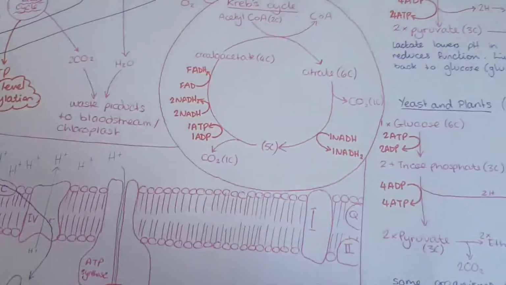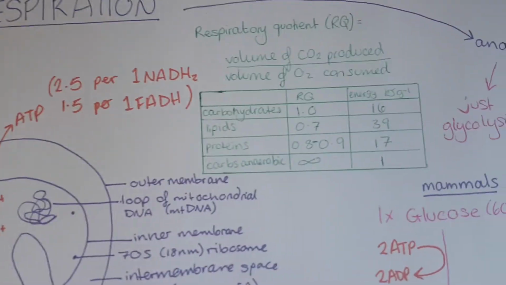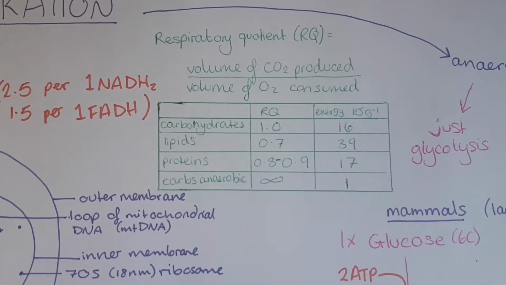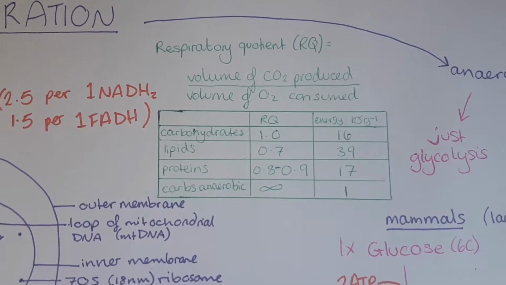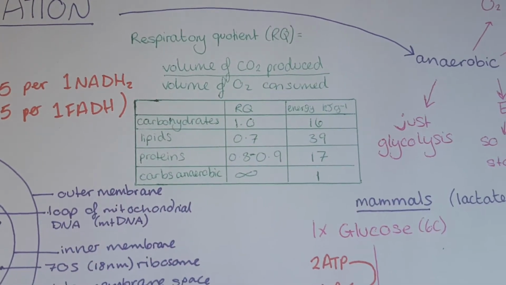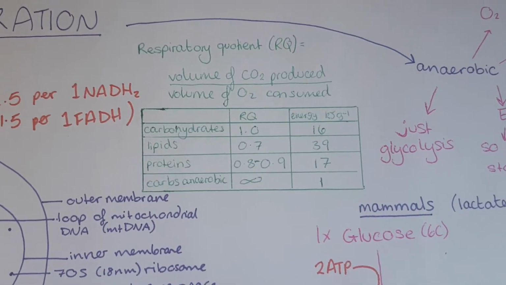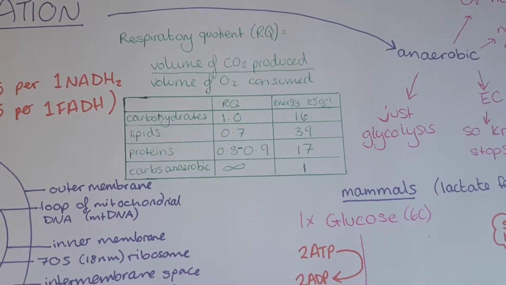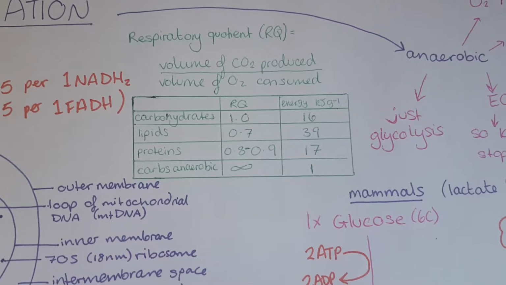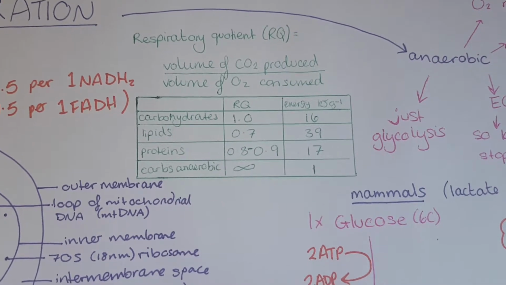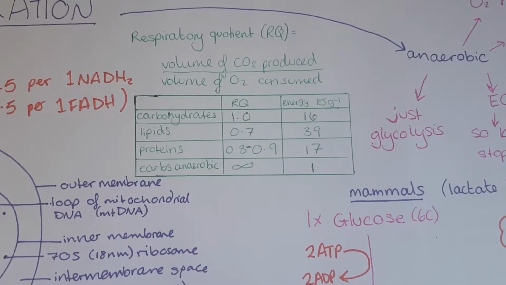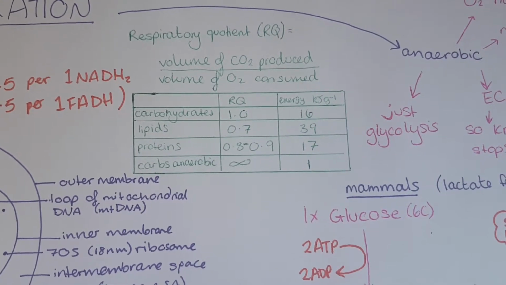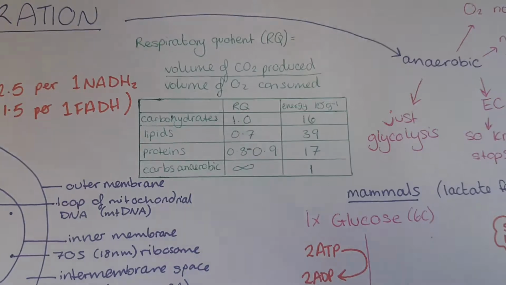Something else I want to talk to you about is the respiratory quotient. This is a calculation you need to know, and it shows you how much energy is released relatively for each molecule. The respiratory quotient for carbohydrates is 1, lipids is 0.7, and proteins is about 0.8. For anaerobic respiration, because obviously no oxygen is used, it's infinity.